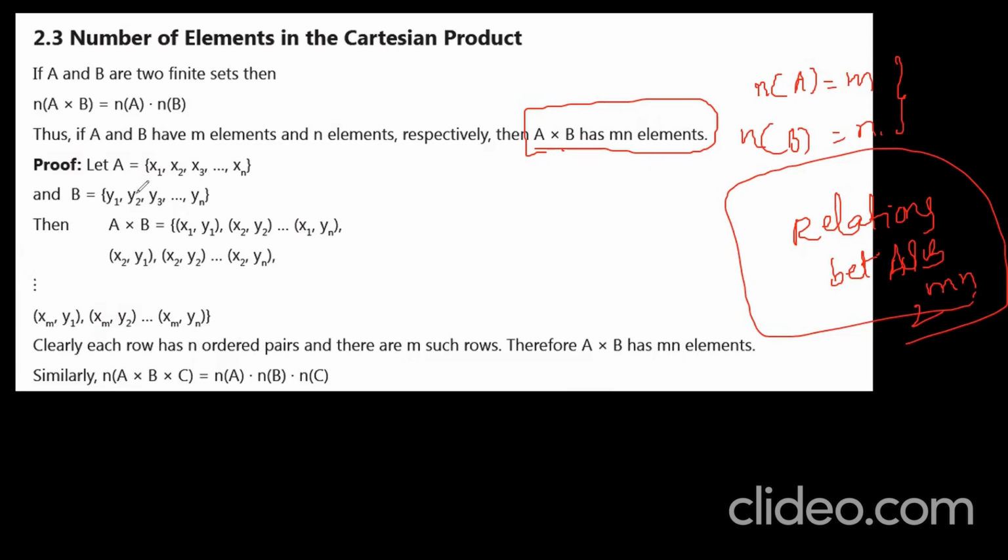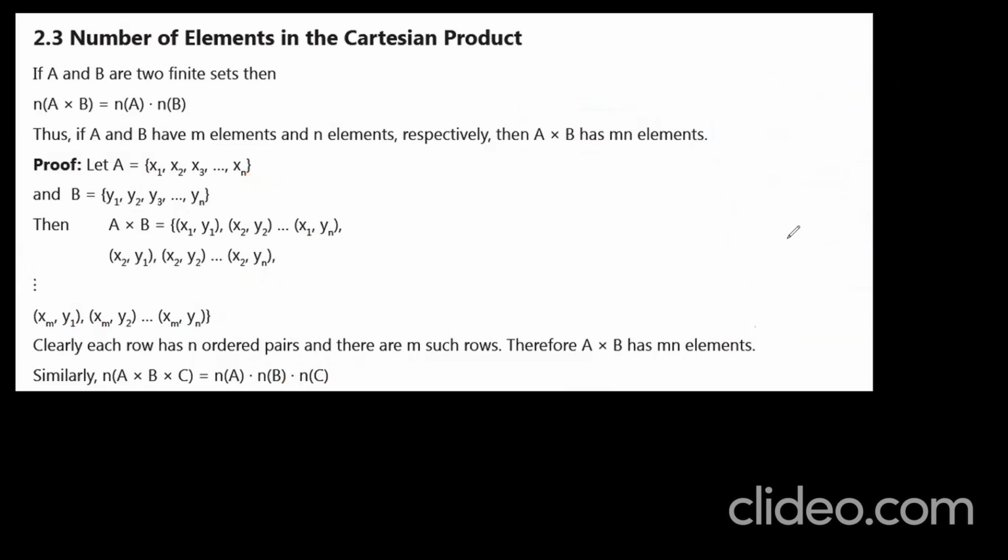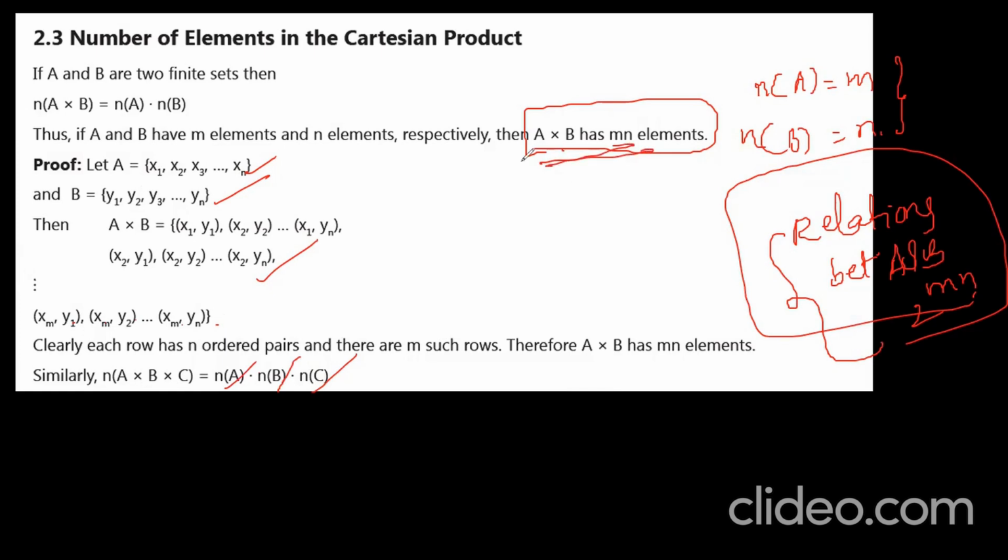How did we prove this? Take x1, x2, ..., xm and y1, y2, ..., yn. A × B you write like this: x1, y1; x1, y2; ... up to xm, yn. So A × B has n(A) × n(B), that is m into n. Or you can take n(A × B × C) equal to n(A) × n(B) × n(C). These are the number of possible relations, and these are the only elements present in A × B. That is very important. Very good. Let us observe the next one.